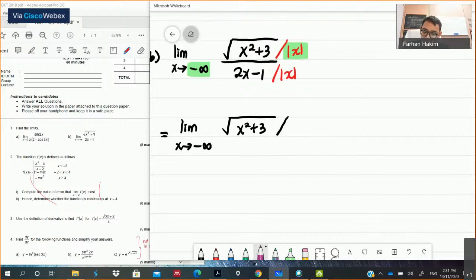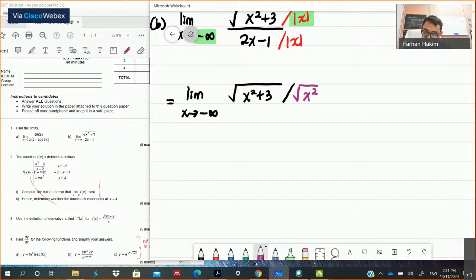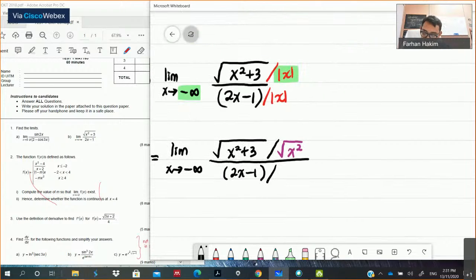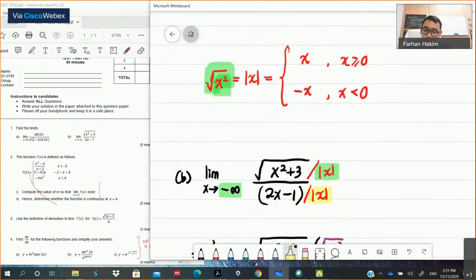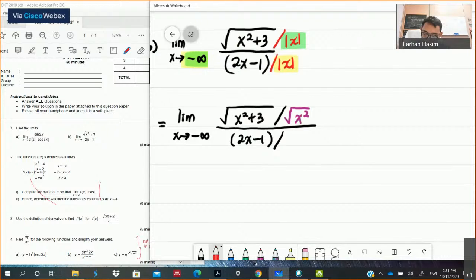So this will be transformed into square root of x squared. The whole thing is divided by that 2x minus 1, and we have to put this in brackets. We should divide with the modulus of x at this part, so we have to choose either this or this. But because x is approaching negative infinity, we have to choose the negative x in this case. So we have to divide this with negative x.